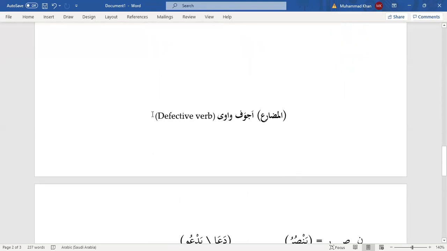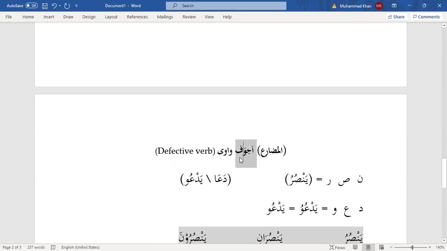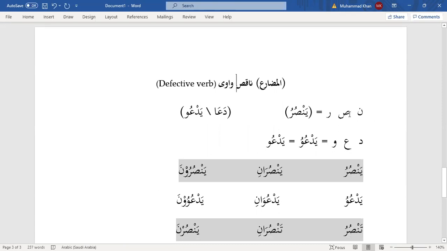Okay, so our past is clear, and now we move on to the present, al-mudari, and it should be naqis and not ajwaf. Because we have discussed ajwaf for a long time, I forgot to change it. So it's naqis wawi, defective verb, al-mudari. First we look at the root letters. Of course, when we talk about the mudari, it becomes yansuru, and we know that ya is alamat al-mudari, which has to be added when we make the present tense. Similarly, we have da'awa, which is da'a, and on the pattern of yansuru, we have yad'uhu.